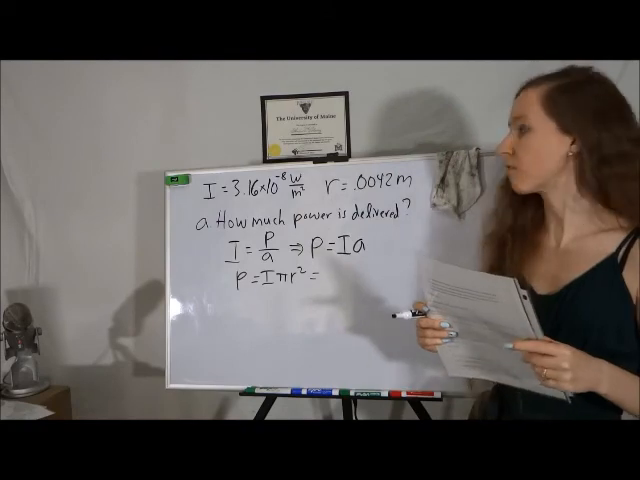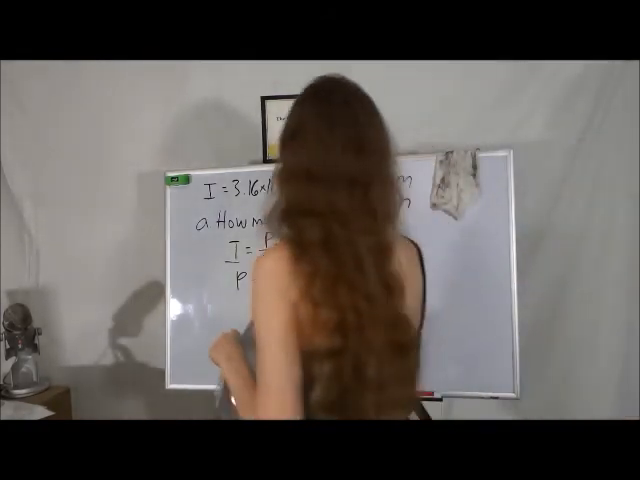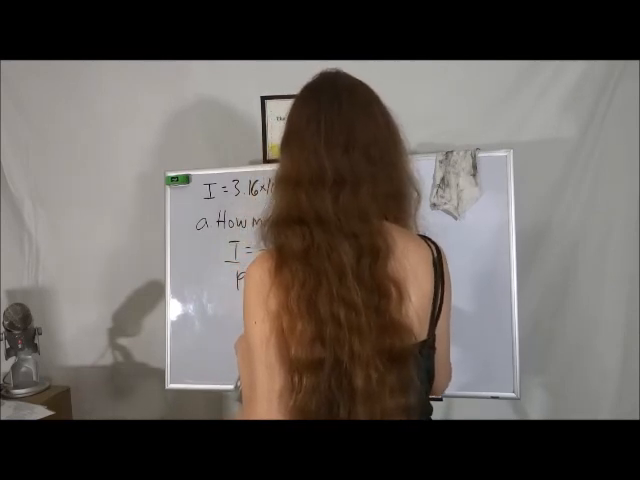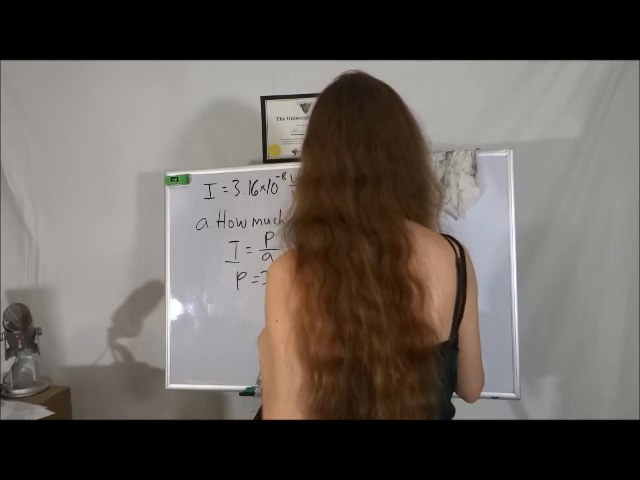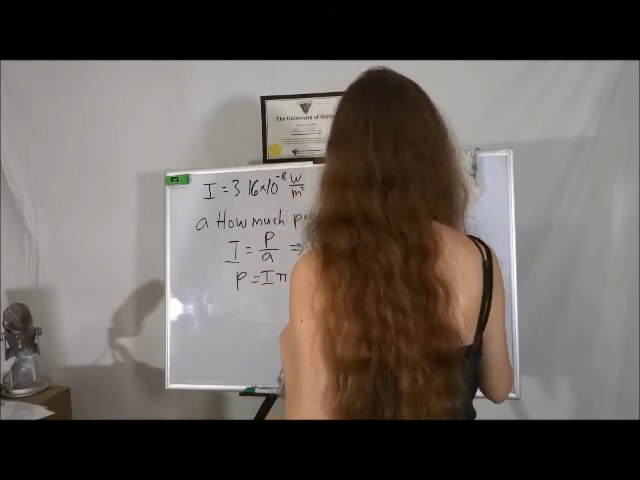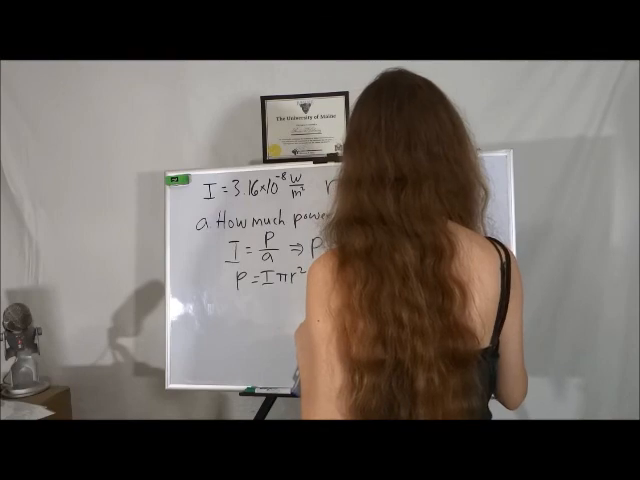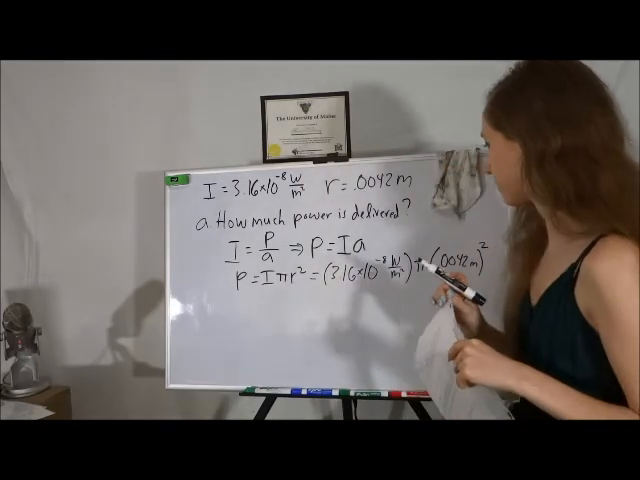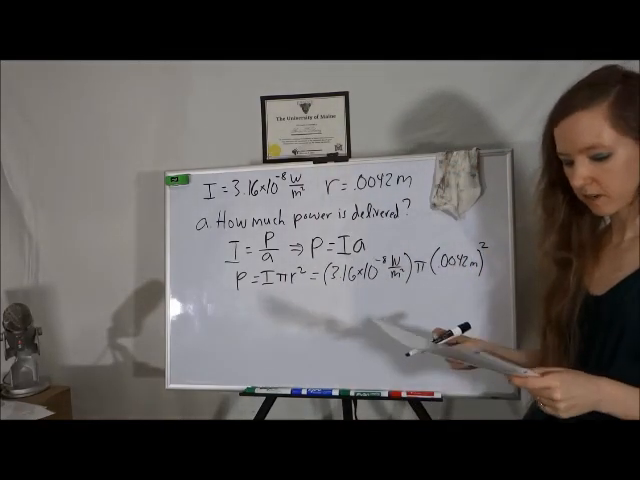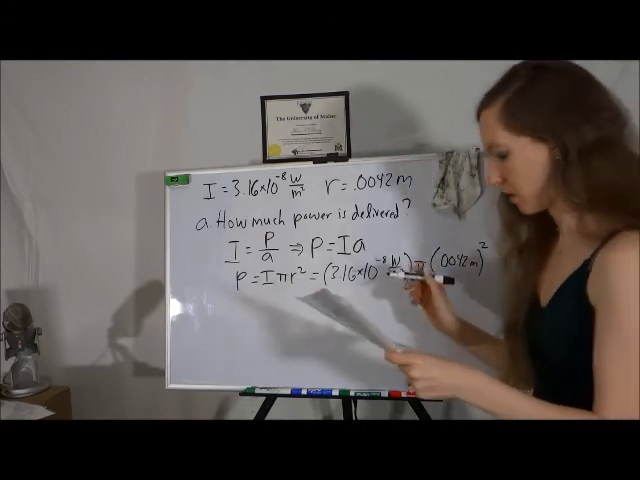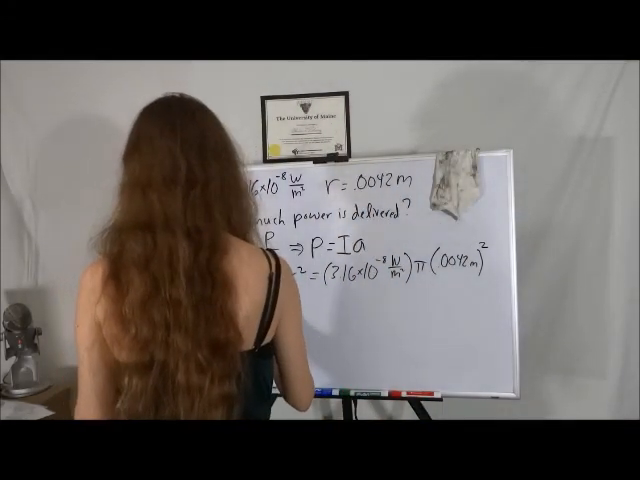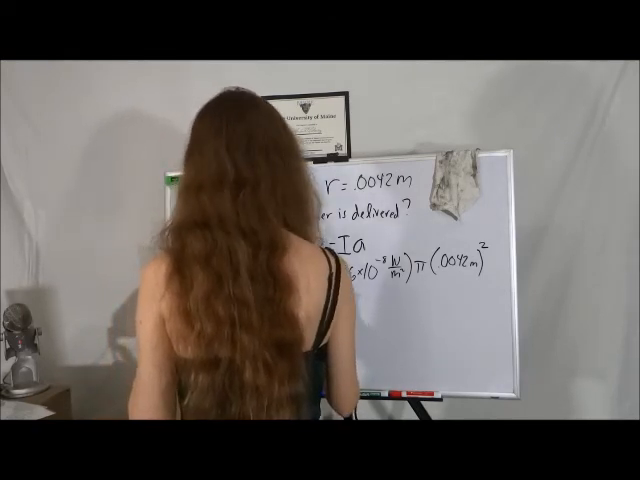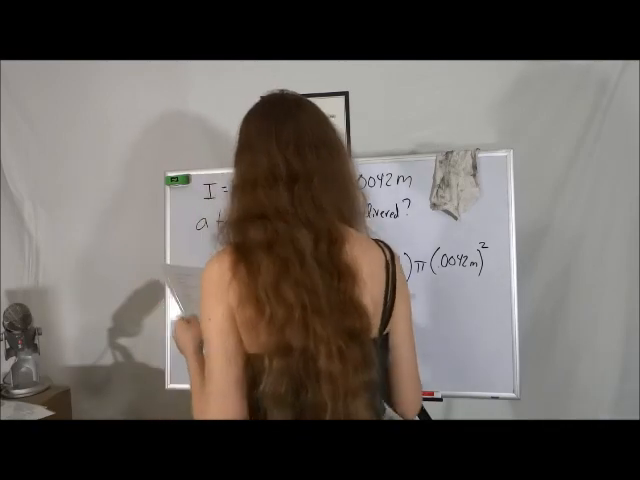And then from here it's just a matter of plugging in our variables. So we're going to have 3.16 times 10 to the minus 8 watts per meter squared times pi, and then our radius is 0.0042 meters, quantity squared. So we plug this into our calculator, and we get that P is equal to 1.75 times 10 to the minus 12 watts.